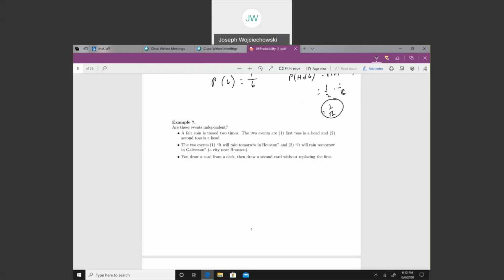A fair coin is tossed 2 times. The 2 events are first toss is a head, second toss is a head. Does the fact that we have a head on the first toss affect the second toss? No, so they are independent.